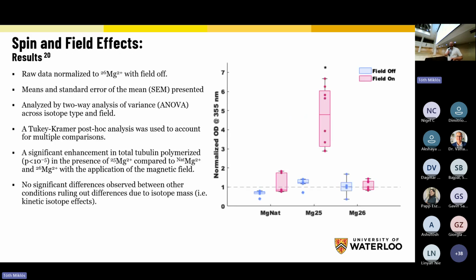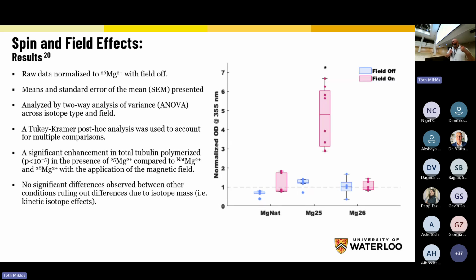We normalized all of our data to the field off condition for magnesium-26. Magnesium-26 has no nuclear spin, so we surmised that that would be our no effect situation, whereas magnesium-25 does have a nuclear spin, and natural magnesium has 10% abundance of magnesium-25 in it. We then analyzed this, and what we found is that for all conditions, there was no statistical change between any of the conditions, except for the condition where magnesium-25 was present in the presence of a 3 millitesla magnetic field. And we found a gross increase in the amount of overall tubulin polymerized by the end of the experiment.